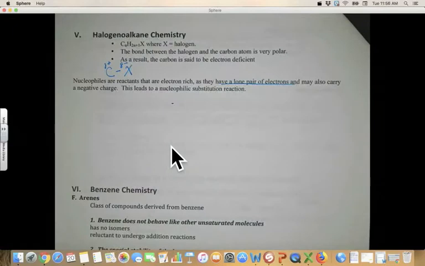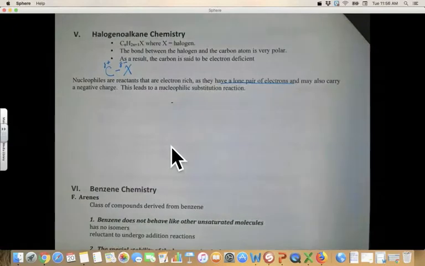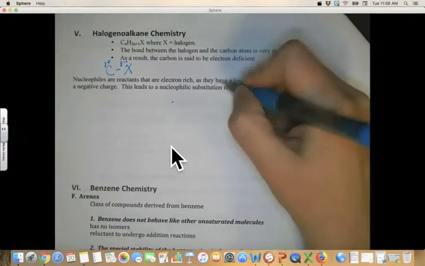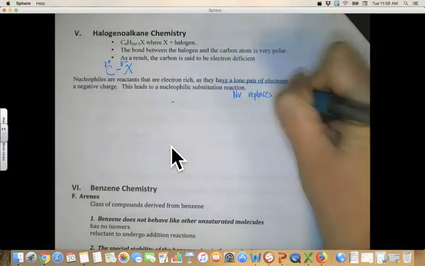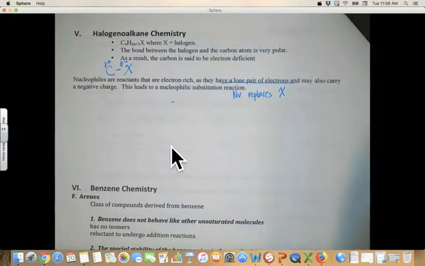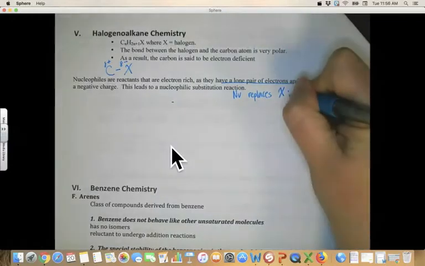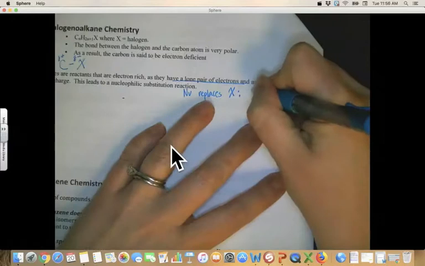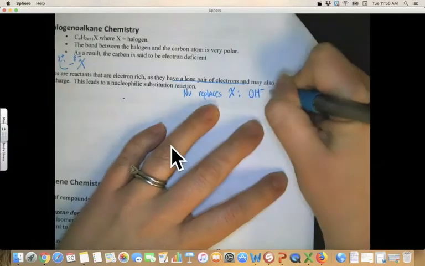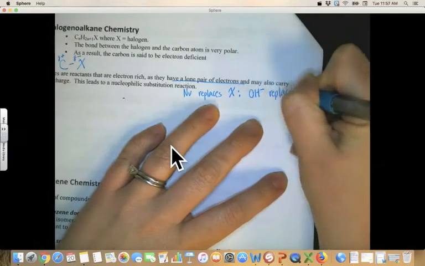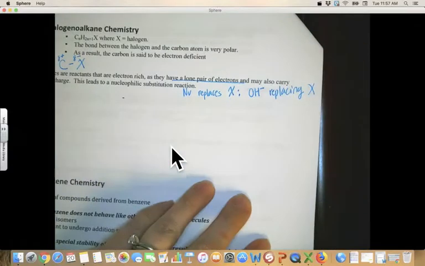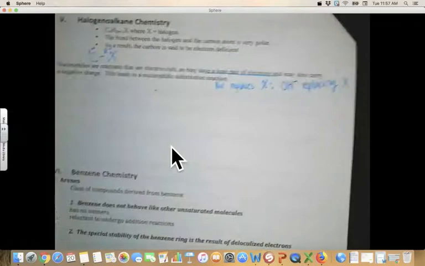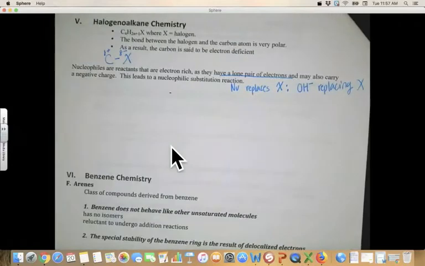And so what we're going to have is a nucleophilic substitution reaction where the nucleophile replaces the halogen. Specifically here, it's going to be the hydroxide ion replacing your halogen, whatever X is. And you need to kind of think about how this happens. This is kind of neat.